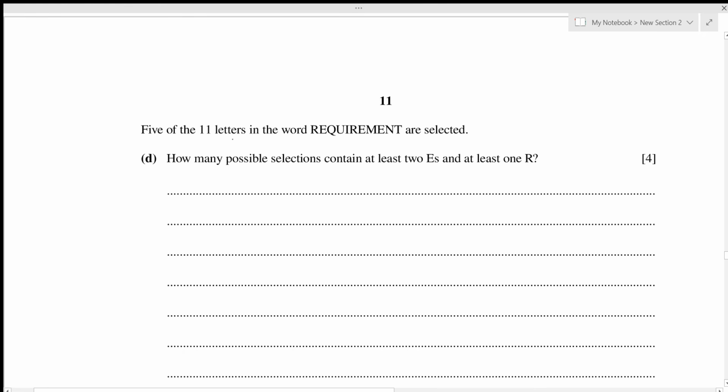Now, 5 of the 11 letters in the word requirement are selected, and we need the possible selections containing at least 2 E's and at least 1 R. Alright, so the number of E is 3. The number of R is going to be 2, and then the remaining letters are going to be 11 minus 3 minus 2, which is going to be 6 remaining letters. And we are to select 5 from these letters, which contains at least 2 E's and at least 1 R.